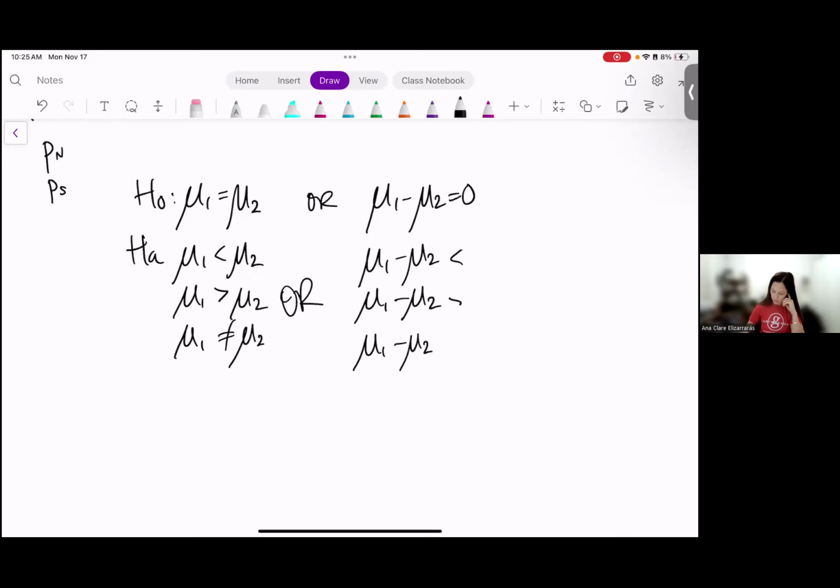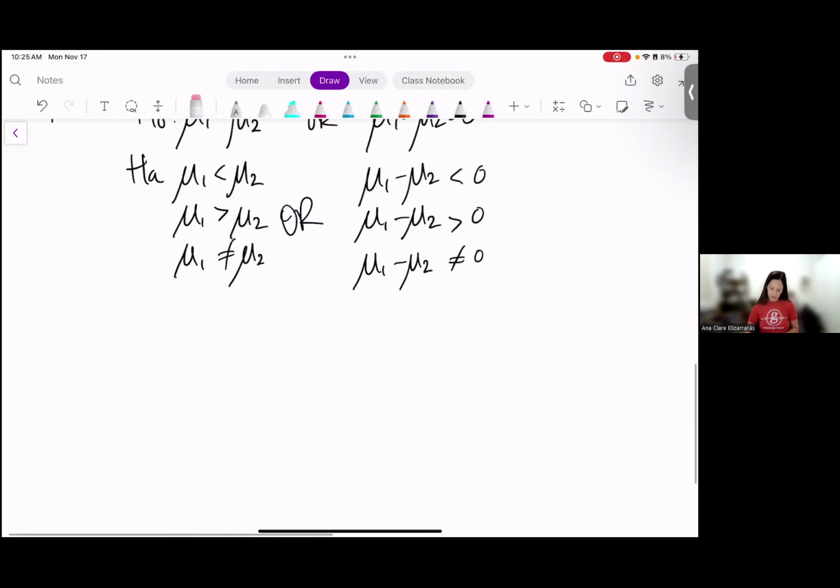I'm not going to mandate which one you use. It's whatever you feel comfortable with, but if you're using different calculators, you will see different notation. So it's important to be familiar. And then you have to identify what's 1 and 2. That's how we set up our hypotheses.